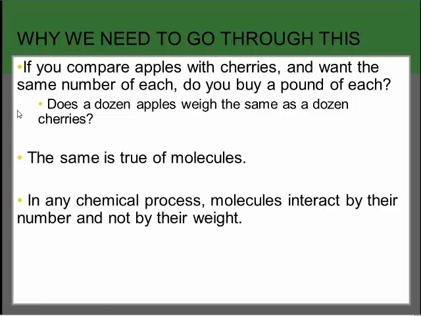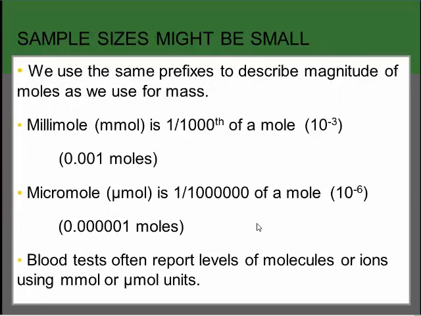We don't weigh out 1 gram of water and 1 gram of CO2 and react them together because they're not equal amounts. We need to weigh them out in terms of their molar amounts. So in a chemical process, molecules interact by their number and not by their weight. So when we weigh things out, we want to know how many particles are there, not what mass is present. And we may use a small sample size, so we might be using fractions of a mole.